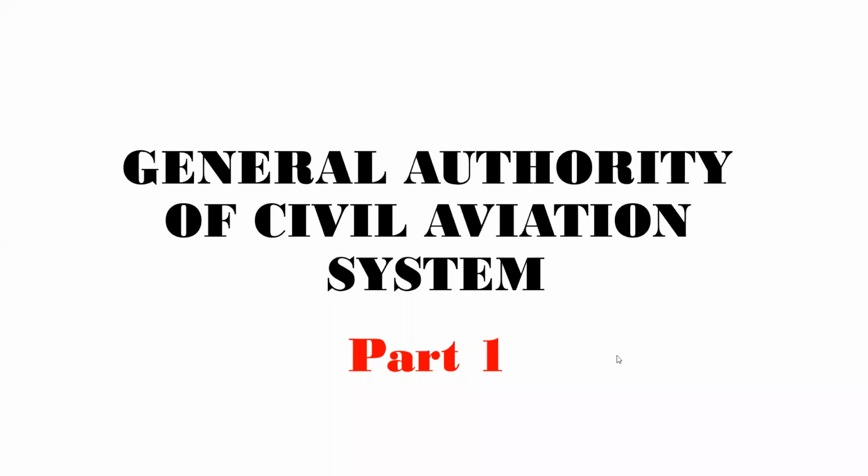General Authority of Civil Aviation System, Part 1. The General Authority of Civil Aviation has modules for Airworthiness Department, Flight Operations, Airspace Navigation, Aerodrome, Ground Services, Helipad, Legislation State Letter System, CORSIA Reporting System, and Surveillance. Today, we're going to focus on a training session on how to use the CORSIA reporting system.